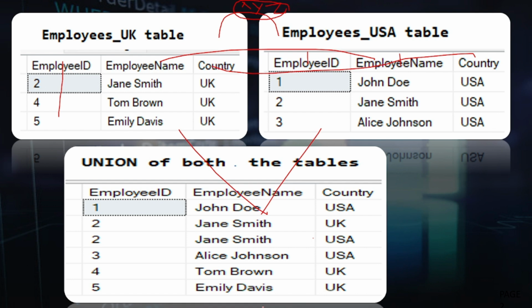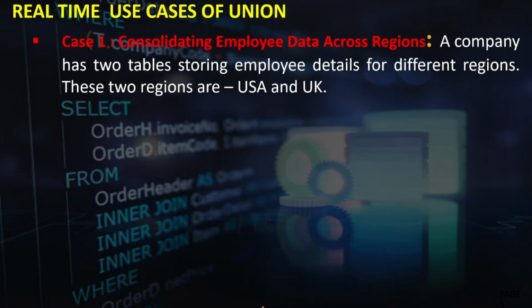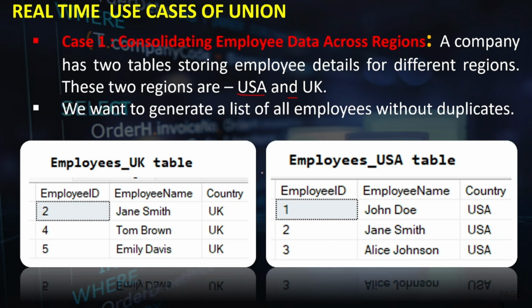I'm going to talk about many real-time use cases of union now. The first is consolidation of employee data across regions. So we have already seen in the previous snap that a company has two tables storing details of two different regions, USA and UK. They want to combine these two, and they can use union out here. Let's explore the second example.